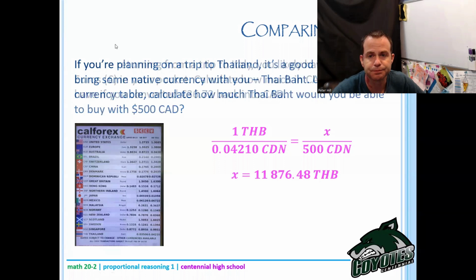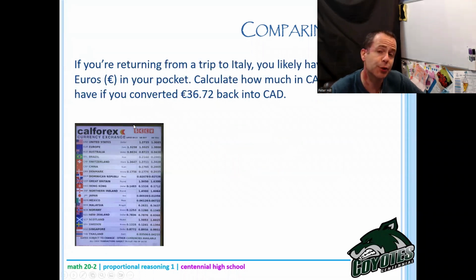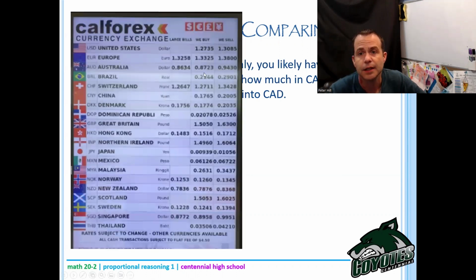If you're returning from a trip to Italy, you likely have some extra euros in your pocket. Calculate how much in Canadian funds you would have if you converted 3672 euros back into Canada. So you need to find the euro, which is right here, if you can see my mouse circling. And this time though, you're asking the bank to buy it. So we have to use the we buy rate.